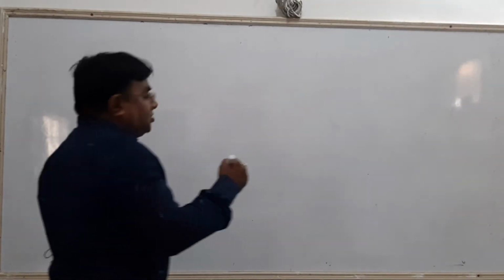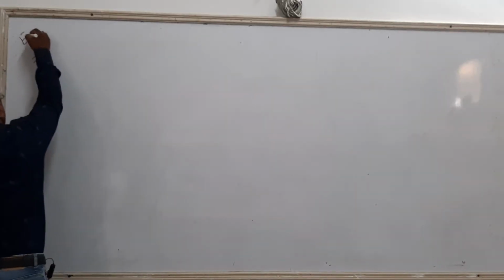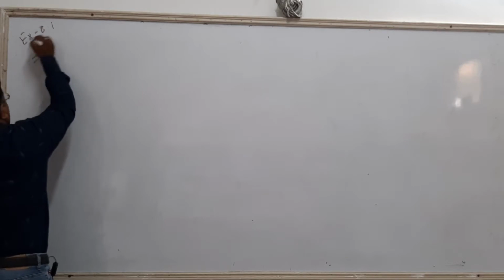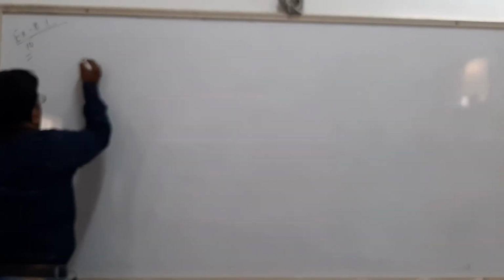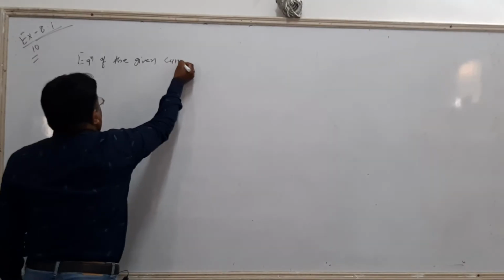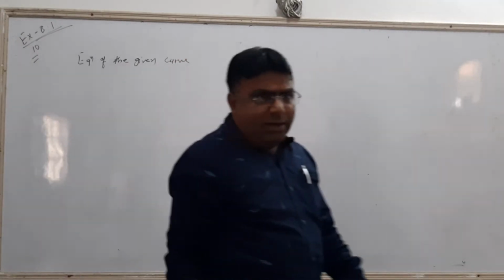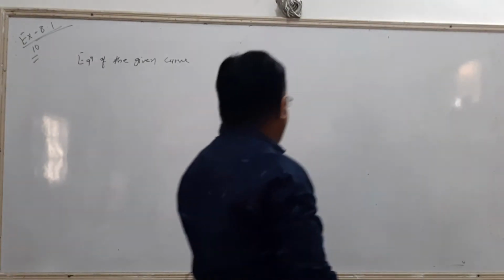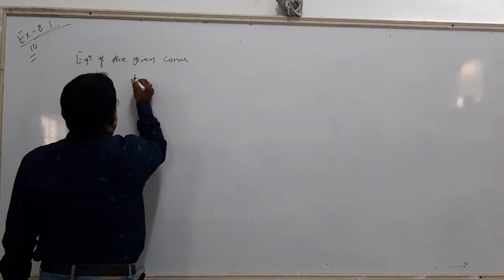Now look here, question number 10, exercise 8.1. Find the area bounded by the two curves. Now, given two curves, write the equation of the given curves. One is x square equals to 4y. This is the first curve, x square equals to 4y.